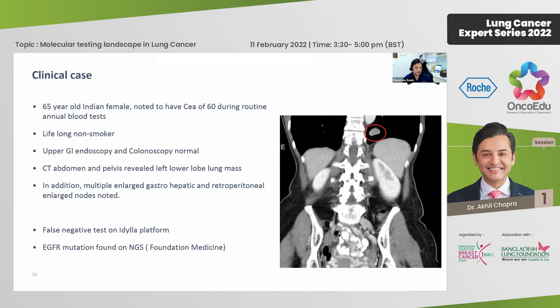The lab that looked at the initial biopsy was asked to do an EGFR molecular test. They were using the IDYLLA platform, which is a PCR-based test. It's very rapid. We can get the result in a day. And this patient had a high pretest probability. She was Asian, non-smoker. So I was quite convinced she probably had an EGFR-mutant lung cancer.